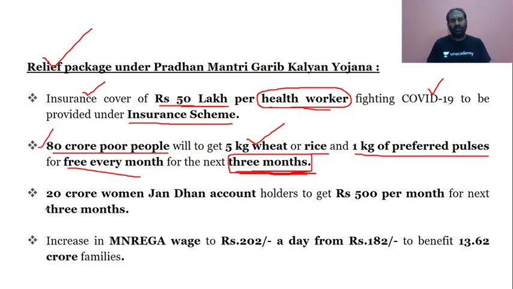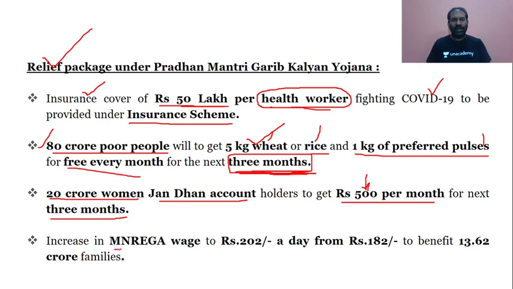And you have in the relief package 20 crore women Jandhan account holders. That means the women who are the account holders of Jandhan, the number is 20 crore women, are part of it, and they would get rupees 500 per month for the next 3 months. So they are making sure that food is being provided, wheat, rice and pulses. At the same time, money is being provided, a minimum of 500 per month, at least for the next 3 months.